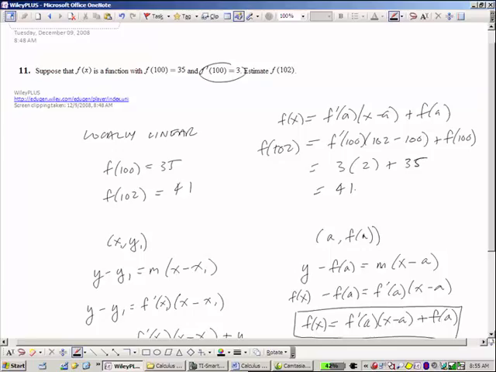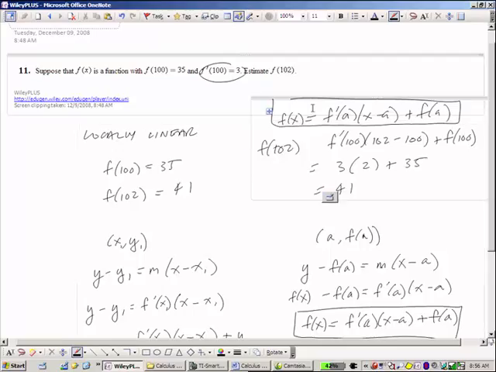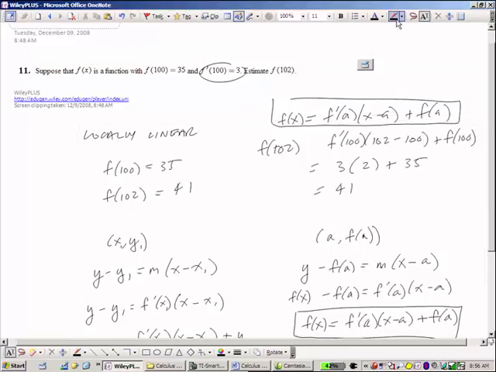Now, look, this is the equation of the tangent line, and what we're really saying is the function is approximately equal to the tangent line. And that's why 41 is an approximation. It's not the real answer, but it should be close.